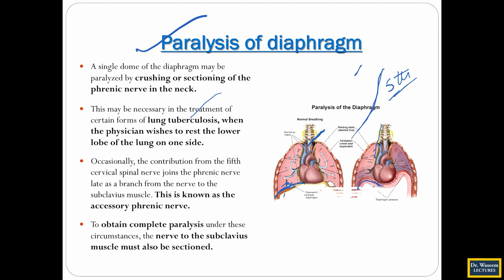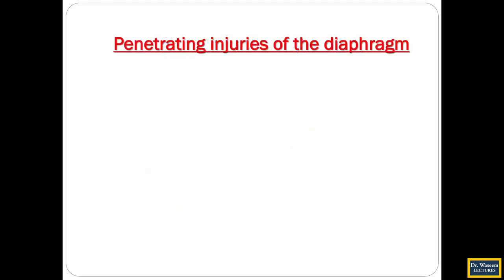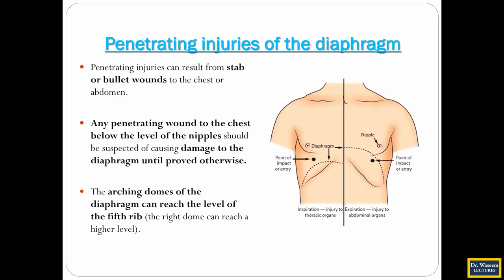And the accessory phrenic nerve, you know, is supplying the subclavius muscle also, which you will be dealing with in your thorax and upper limb. So the nerve to the subclavius should be cut as well if the accessory phrenic nerve is present here, otherwise not. Penetrating injuries: the dome of the diaphragm you have already seen here.